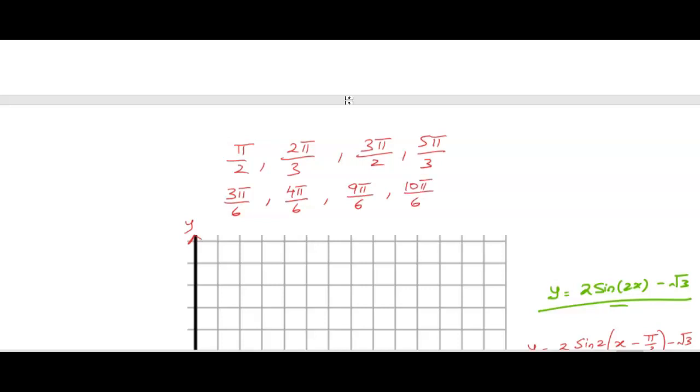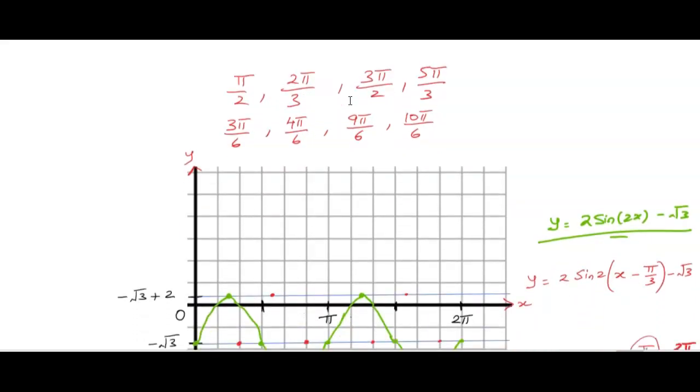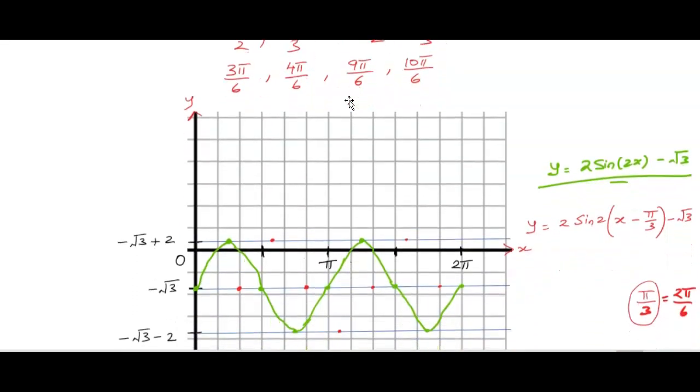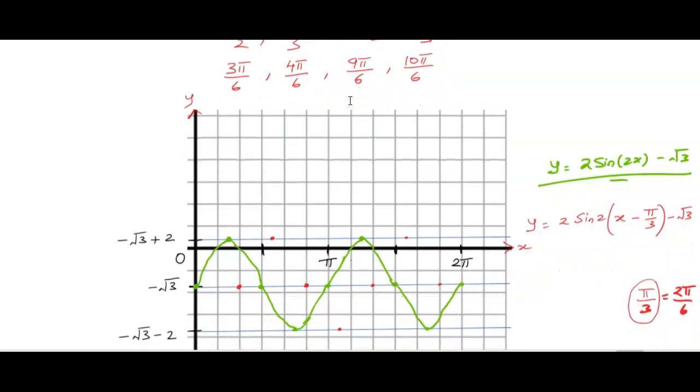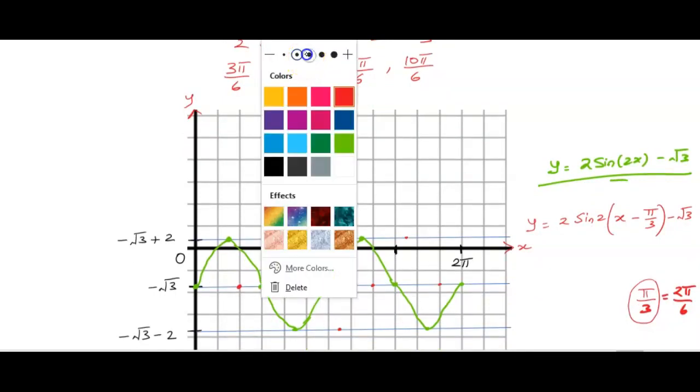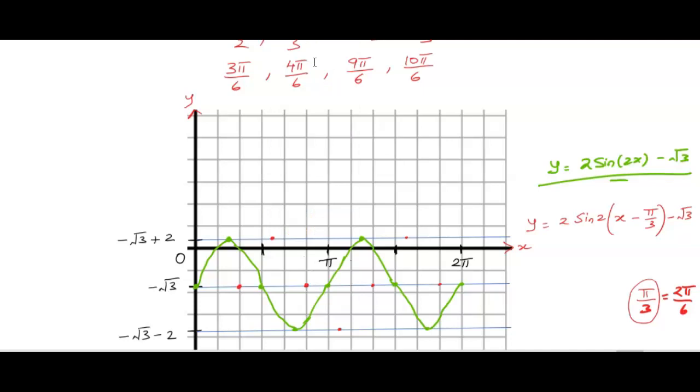By having them in the same denominator, it makes it really easy for you to plot it on the graph. So 3 pi on 6 is going to be the third box on the x-axis. 4 pi on 6, the fourth box. Then 5, 6, 7, 8, 9, so 9 pi on 6, 10 pi on 6. So with that, I've sketched my x-intercepts.